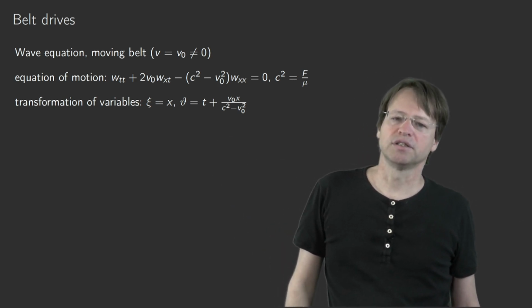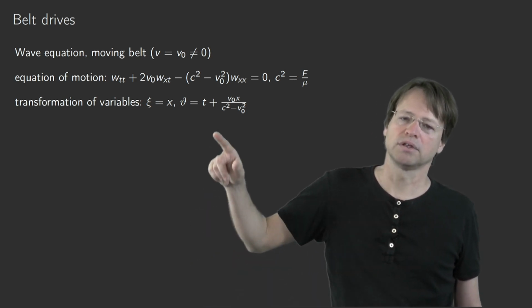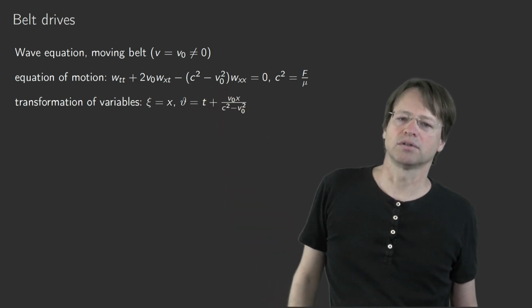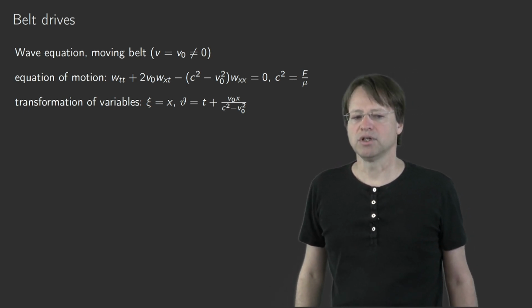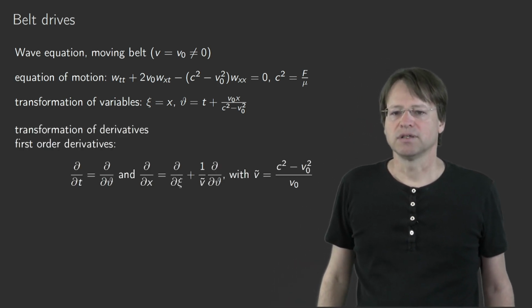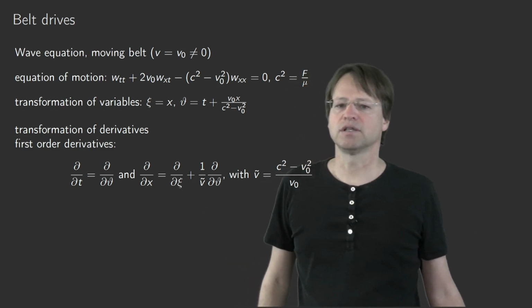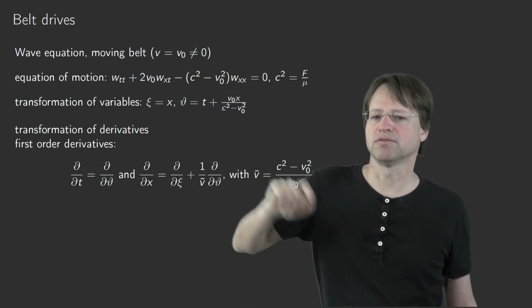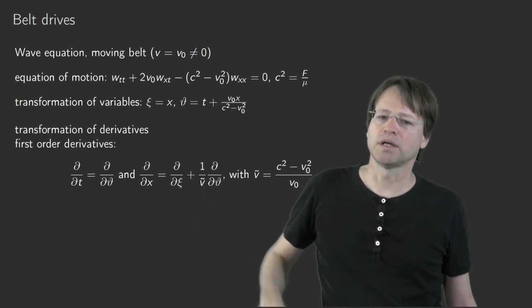That transformation is decomposed by v naught, which is the belt velocity, so changing the belt velocity, and with the difference, so to have the c squared minus v naught squared factor here, c squared minus v naught squared in the denominator. Let's look at the transformation of variables for this situation. So for the first derivative with respect to time, we have d by dt is equal to d by d tau. The only way to get a derivative with respect to time is here from the second term, and dt by d tau is then 1.